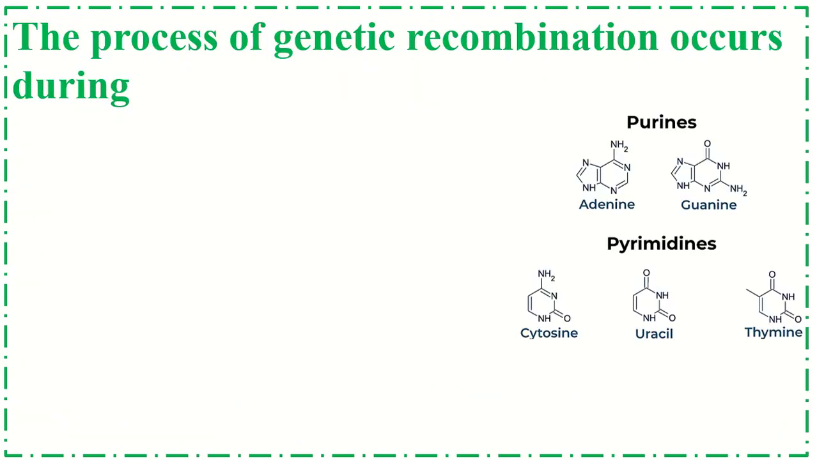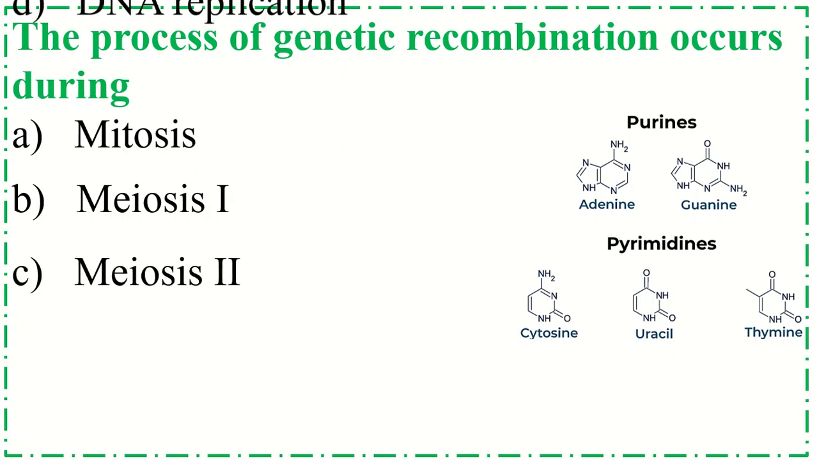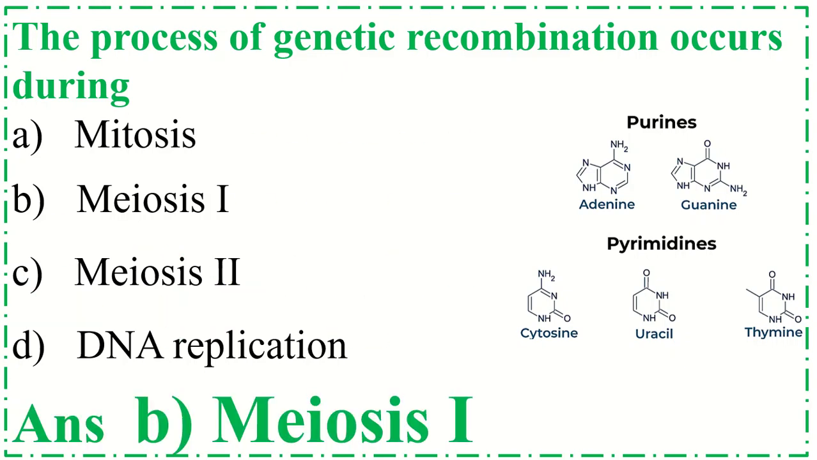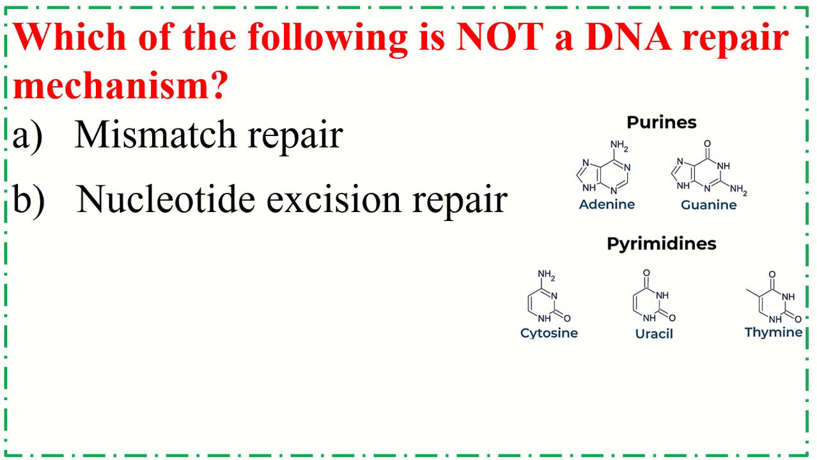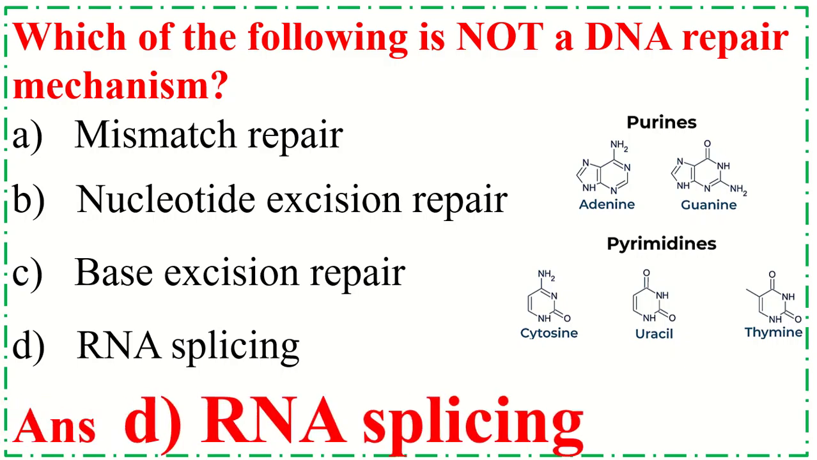The process of genetic recombination occurs during A mitosis, B meiosis 1, C meiosis 2, D DNA replication. So the correct option is B meiosis 1. Which of the following is not a DNA repair mechanism? A mismatch repair, B nucleotide excision repair, C base excision repair, D RNA splicing. The correct option is D RNA splicing.